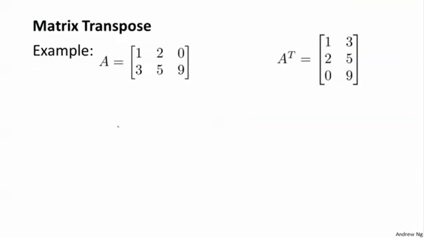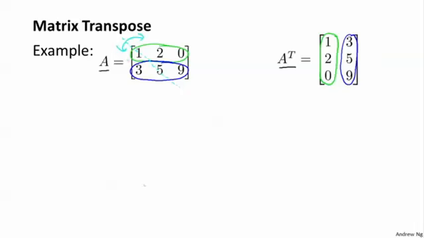Finally, the last special matrix operation I want to tell you about is the matrix transpose. So suppose I have a matrix A. If I compute the transpose of A, that's what I get here on the right. This is A transpose, which is written A superscript T. The way you compute the transpose is as follows. To get A transpose, I first take the first row of A, 1, 2, 0, and that becomes the first column of the transpose. Then I take the second row of A, 3, 5, 9, and that becomes the second column of A transpose. Another way of thinking about it is as if you're taking a 45-degree axis and mirroring or flipping the matrix along that axis.